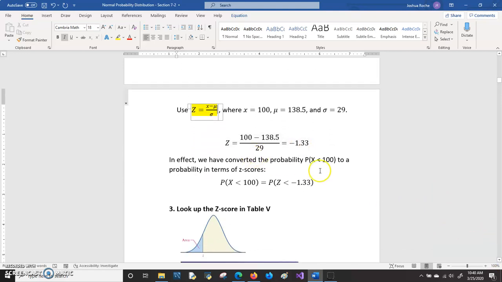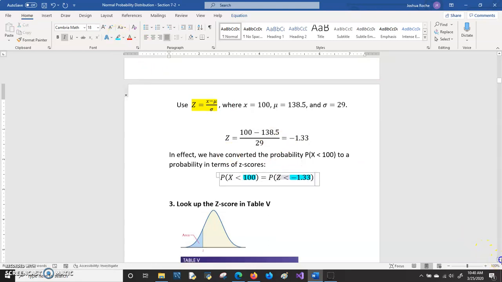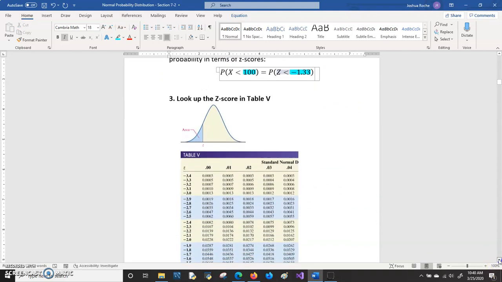And when you do that, you're not changing the value of your probability. The probability that x is less than 100 is equivalent to the probability that z is less than negative 1.33. All that you're doing when you find the z-score is you're just converting it so that it's not in terms of x, but instead it's just all in terms of z. Now that we have negative 1.33, we can go to the table.